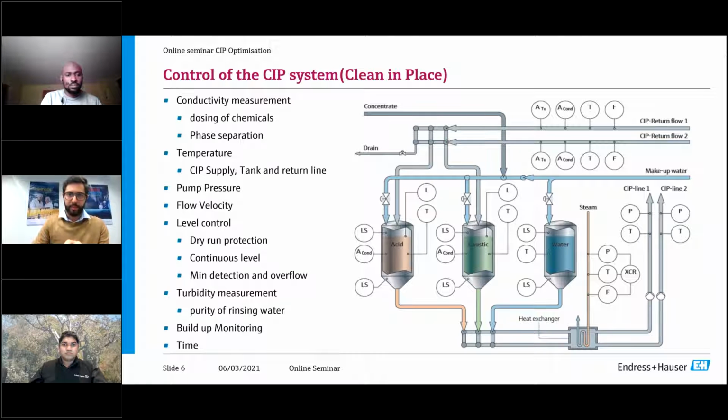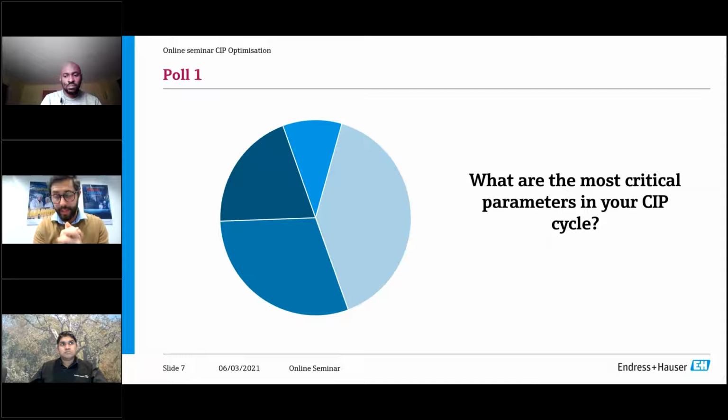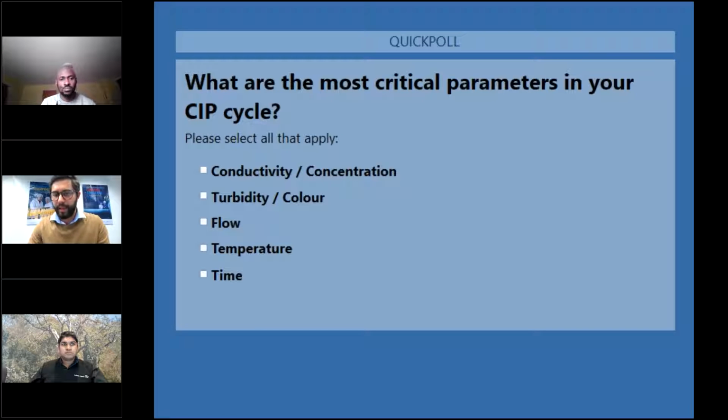Before we continue to the presentation, I'm going to ask you to answer a quick poll. The first question is, what are the most critical parameters in your CIP cycle? I'm going to launch the poll right now, and I'm going to give you around 10 to 15 seconds. There you go. I want you to give us an honest answer on what are the variables that you control and that you really consider critical for your process.